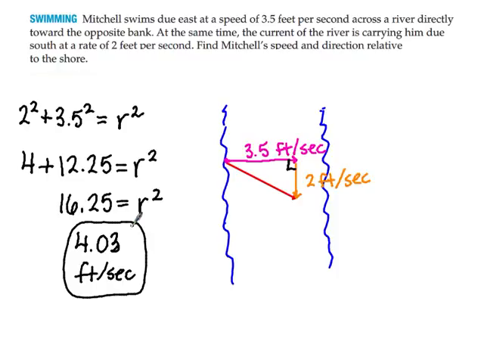Now we've got to find the direction. So we've got to find this missing angle. How can I find that missing angle? Tangent of that angle, we'll just call it theta, is going to equal 2 over 3.5. So go ahead and do the inverse tangent of that. Tell me what you get your angle to be. Did somebody else get 29.74? Okay, so that's what.